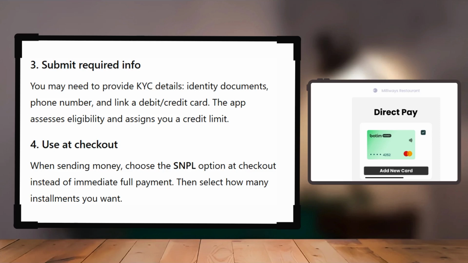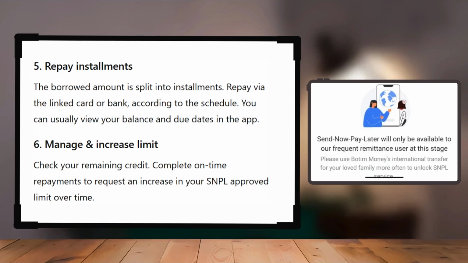The app assesses eligibility and assigns you a credit limit. When sending money, choose the SNPL option at checkout instead of immediate full payment. Then select how many installments you want. The borrowed amount is split into installments. Repay via the linked card or bank, according to the schedule.